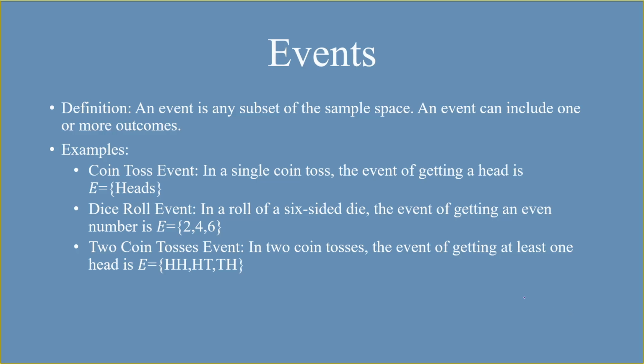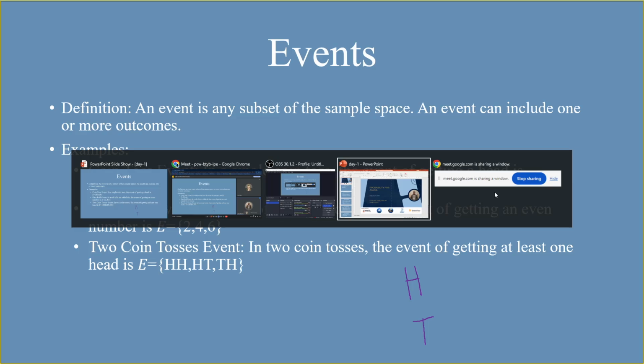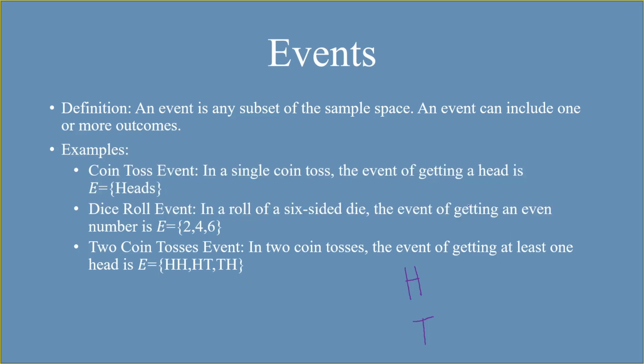So what are events? The definition of an event is any subset of the sample space. An event can include one or more outcomes. If we look at the coin toss again, you can either get heads or you can get tails. In a single coin toss, the event of getting a head, E, will be equal to heads, and the sample space can be either heads or tails.